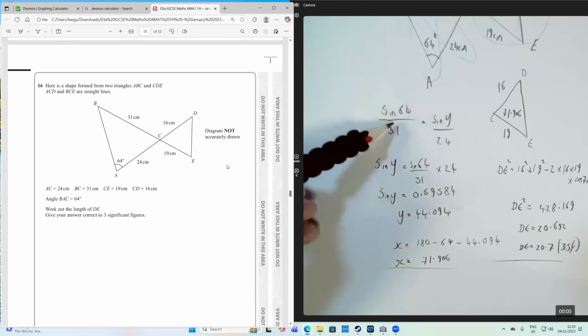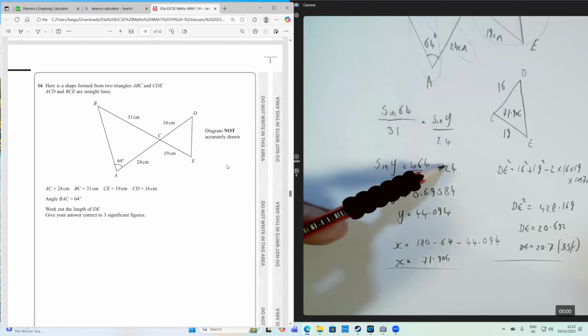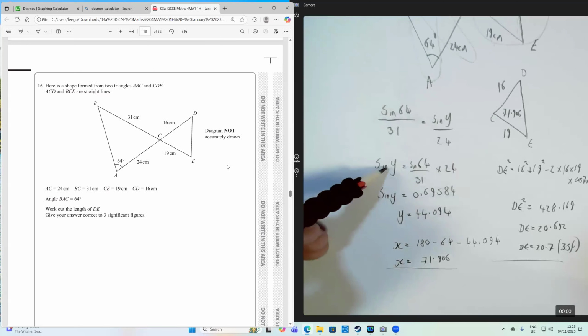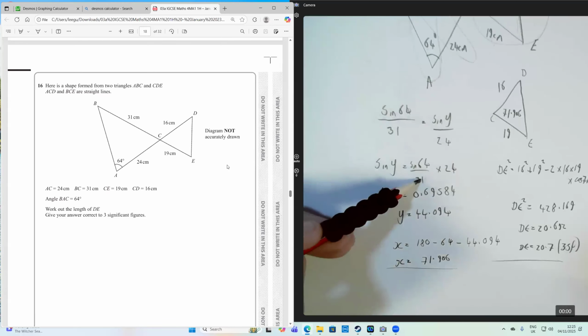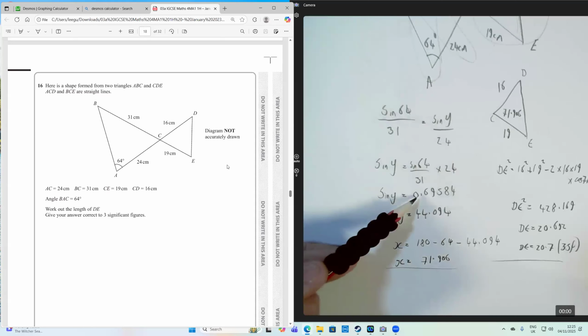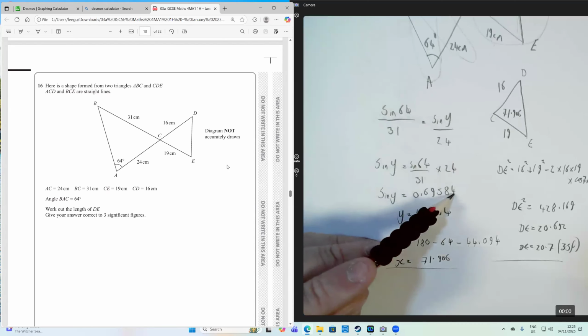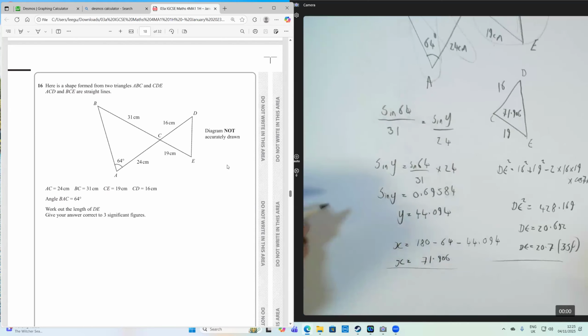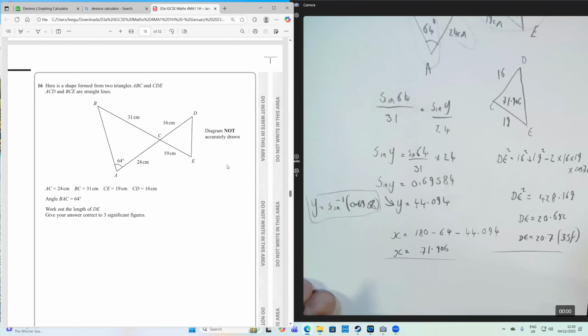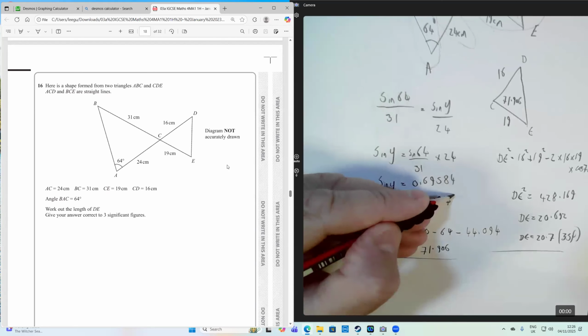So we just rearrange this now by multiplying both sides by 24. So that gives us sine y is equal to sine 64 over 31 times 24, which is 0.69584. We do inverse sine. So here I've done y is equal to sine to the minus 1 of 0.6958. Okay, and that's, remember, where you use the shift button on your calculator. So that gives me that the angle y is 44.094 degrees.